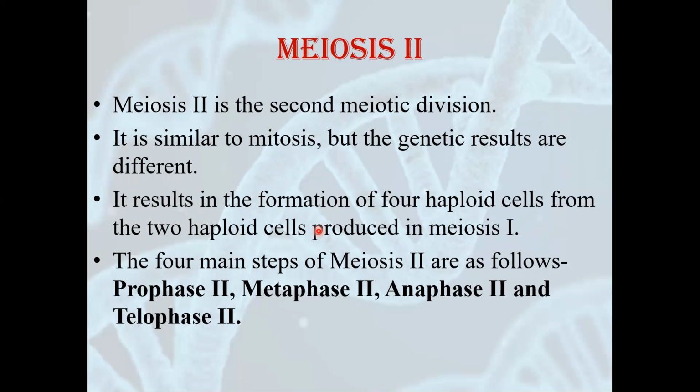But here, what will happen after meiosis? The number of chromosomes becomes half. So instead of 2 sets, there will be only 1 set. When one set of chromosomes is present, it is called a haploid cell. So at the end of meiosis 2, 4 haploid cells will be formed. The 4 main steps of meiosis 2 are prophase II, metaphase II, anaphase II, and telophase II.